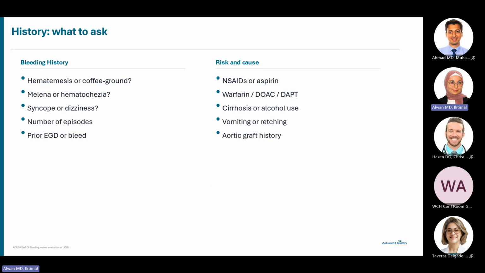Is the patient having syncope, dizziness? Is the patient on anticoagulants? That's very important, because in some cases of anticoagulation we need to reverse. We're going to discuss later when to reverse, but we need to know if the patient is on Eliquis, if the patient is on warfarin, if the patient is on dual antiplatelet therapy.